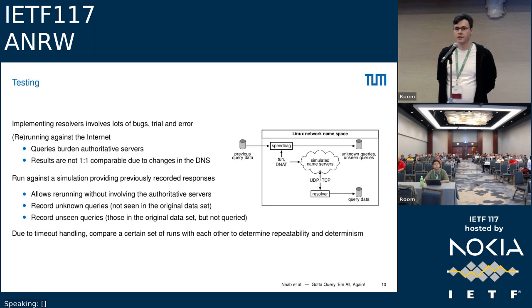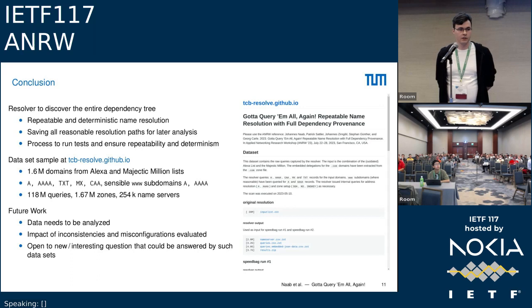So we have a procedure where we capture previously recorded data and run it, simulating the name servers that we've seen in a Linux network namespace. We can then record unknown queries, meaning queries that were not in the original data but were queried now in the simulation. And we also have queries that we know from the original data but skipped in the simulation, indicating bugs, due to timeout handling and unresponsive name servers. That's comparing the results. If you run it multiple times, or against yourself, it's a bit more complicated, with more details in the paper. So let's conclude.